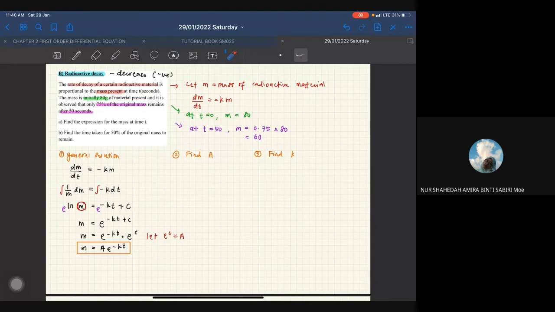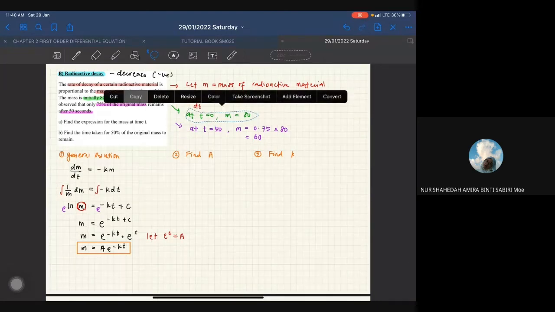Okay, dah siap ke? Dapat tak? Do you need more time? Kalau need more time, please raise your hands. Okay, ada beberapa orang kat tangan. Okay, tak apa, try dulu. Okay, so sementara itu saya tulis dulu untuk cari A macam mana. So we are going to use this one. Copy, paste.